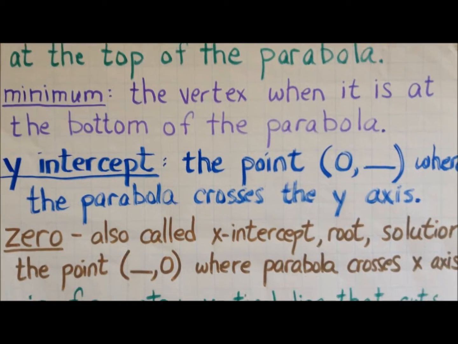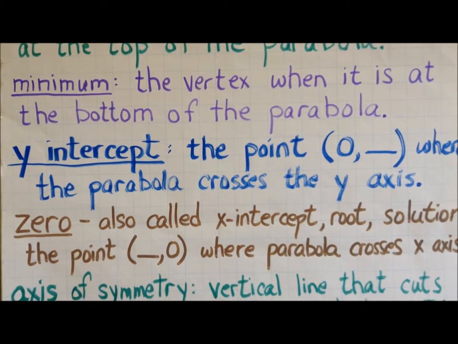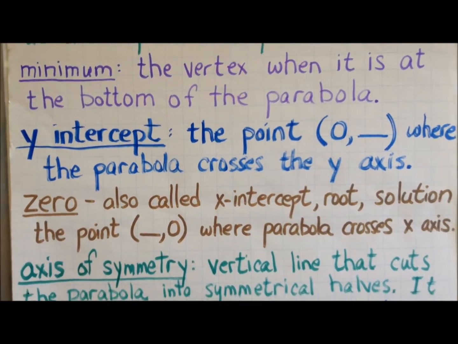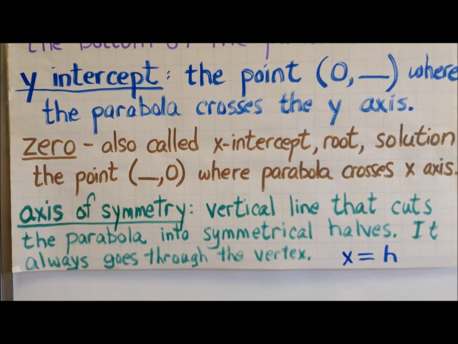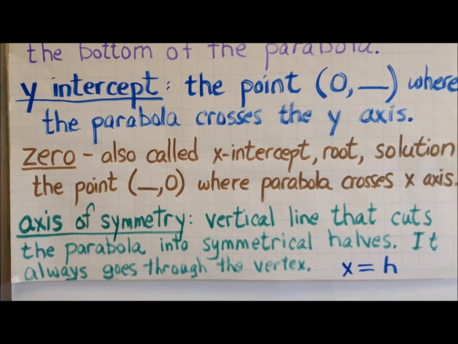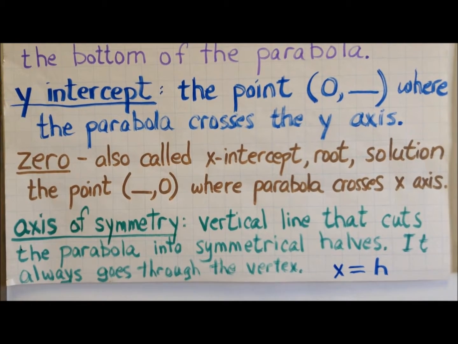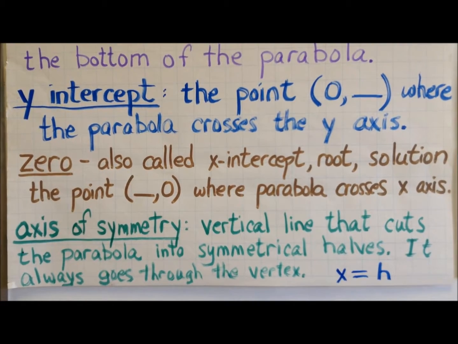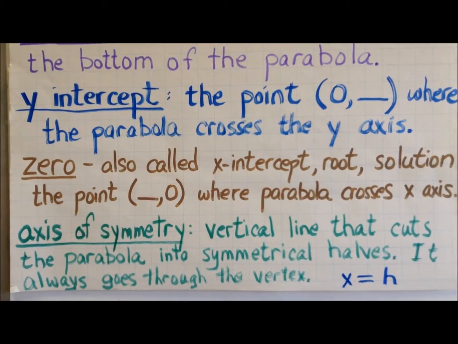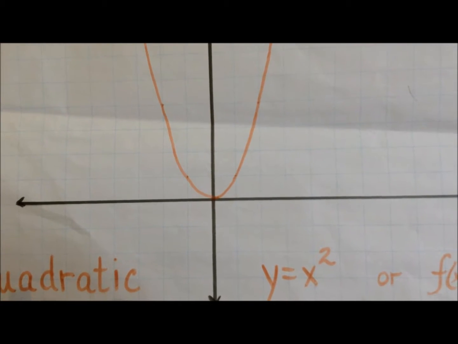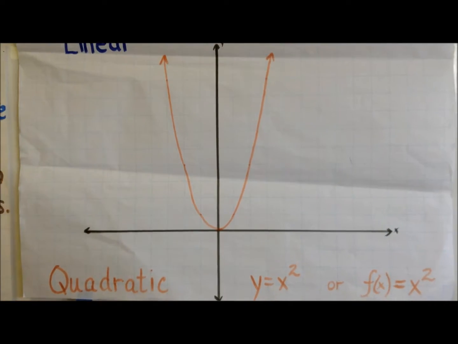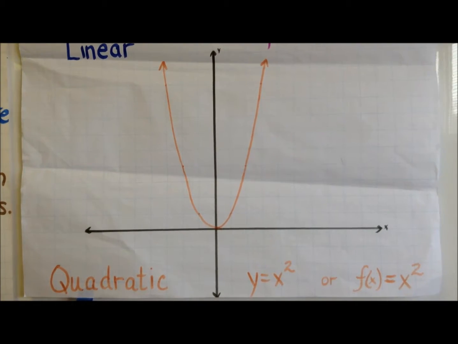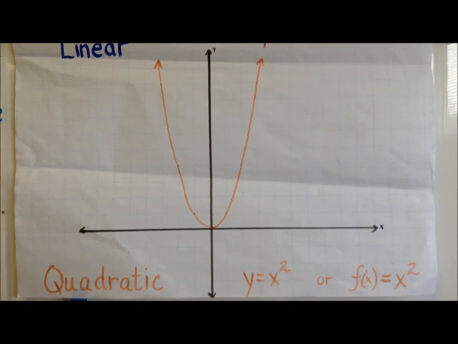We still have a y-intercept. It's the point (0, something), where it crosses the y-axis. But we also have some new things. Most importantly is the zero. Zero is a nickname or another way of identifying the x-intercept. It's also called a root, or it's called a solution. And it's the point (something, 0). So in this particular case, we do have one point that touches the x-axis, and that would be the origin again. So in the parent, the vertex is also the y-intercept and the x-intercept, as well as the minimum point.